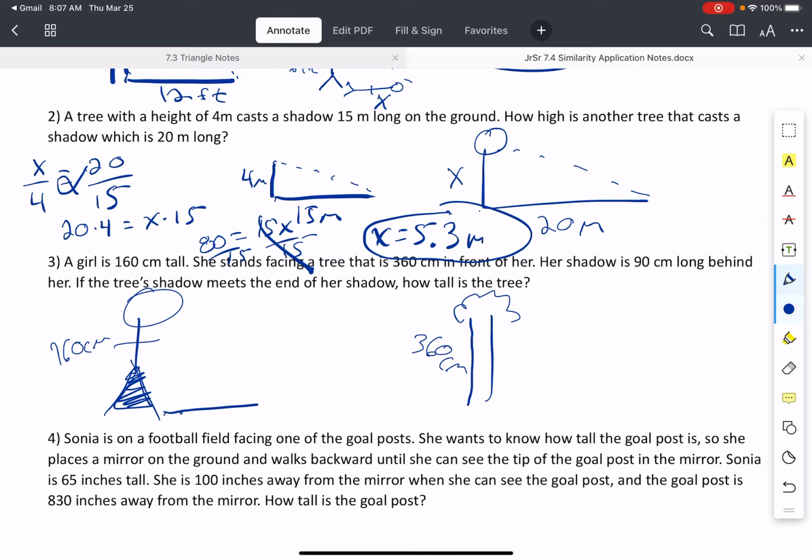Okay, so here's her shadow, and it's 90 centimeters long. And it says if the tree's shadow meets the end of her shadow. Okay, so this is what this situation is going to look like. We're finding the tree shadow. Okay, so process the picture.